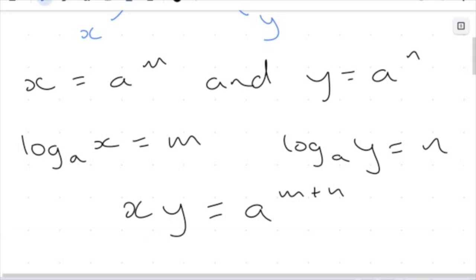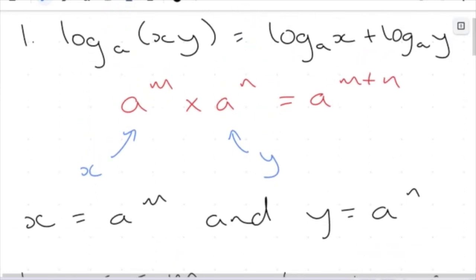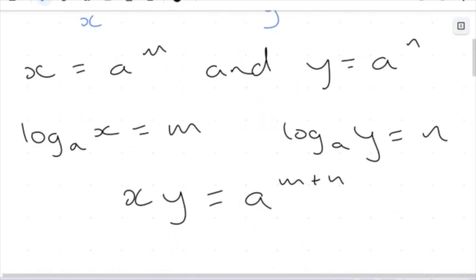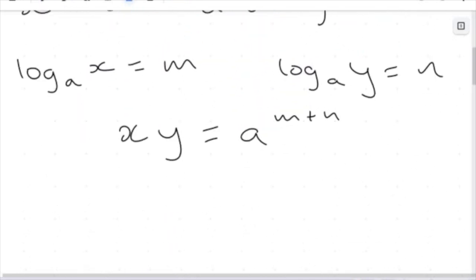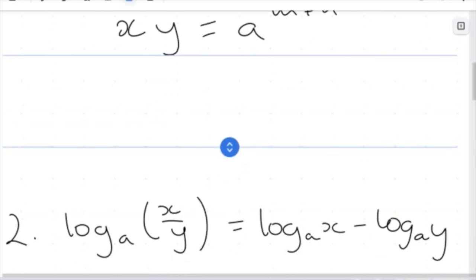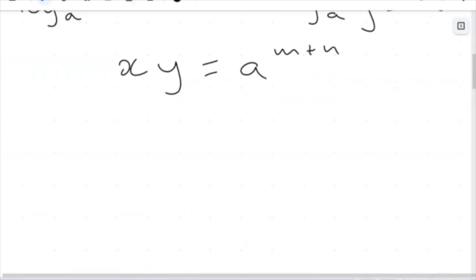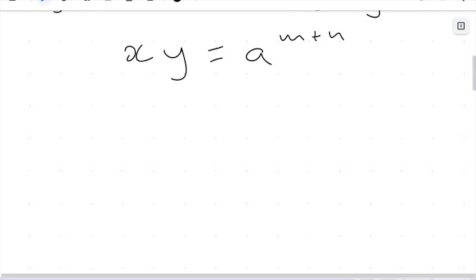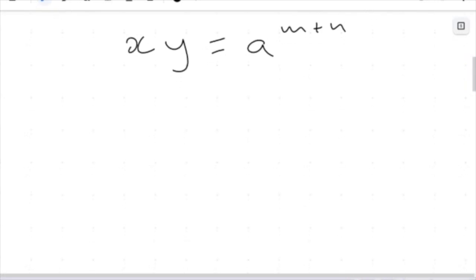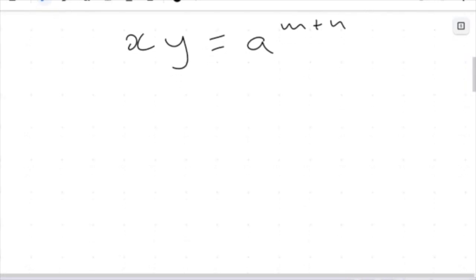This is from this bit up here. Now, I've just replaced this, so x times y equals a to the power of m plus n. I've just restated this formula up the top. Now, what we're going to do here, just to give us plenty more room, now that we have something like this, we can rearrange this into log form, because this is in exponential form. So let's just rearrange some things.